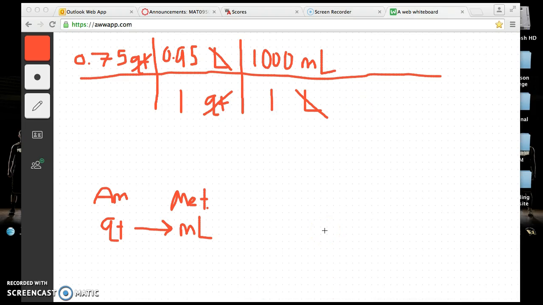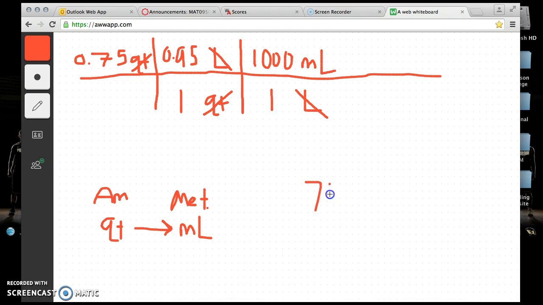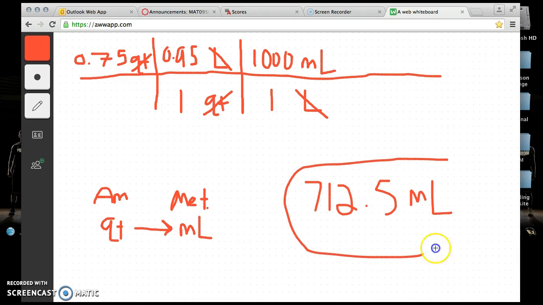So we can just use a calculator to do that. We'll take 0.75 times 0.95 times 1,000. So we get about 712.5. And obviously it's very important here that we don't forget our units, because that's what this is all about. And that was milliliters. So basically we just saw that 0.75 quarts is approximately 712.5 milliliters.